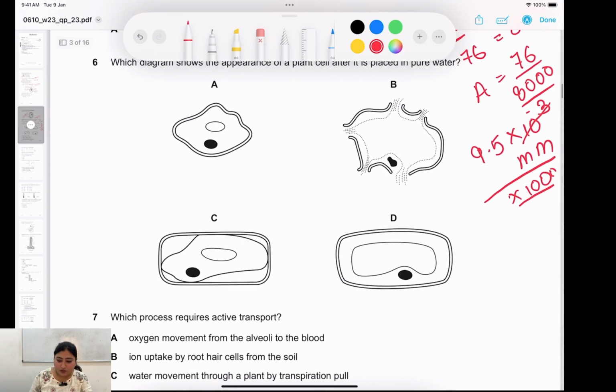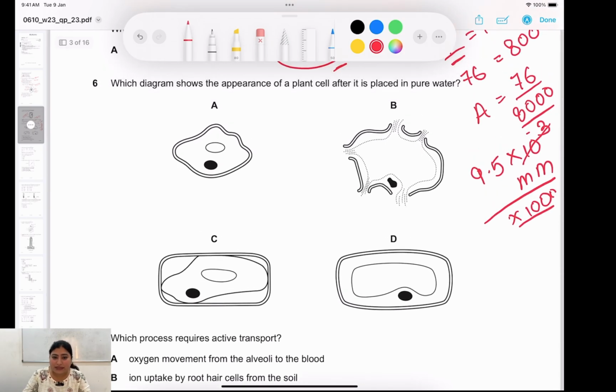Now we do question number 6. Question number 6 is also an easy one. Which diagram shows the appearance of a plant cell after it is placed in pure water? Okay, this question is based on osmosis. As we are talking about, pure water has the highest water potential. That means if you keep any cell in pure water, the water is definitely going to move inside the cell.